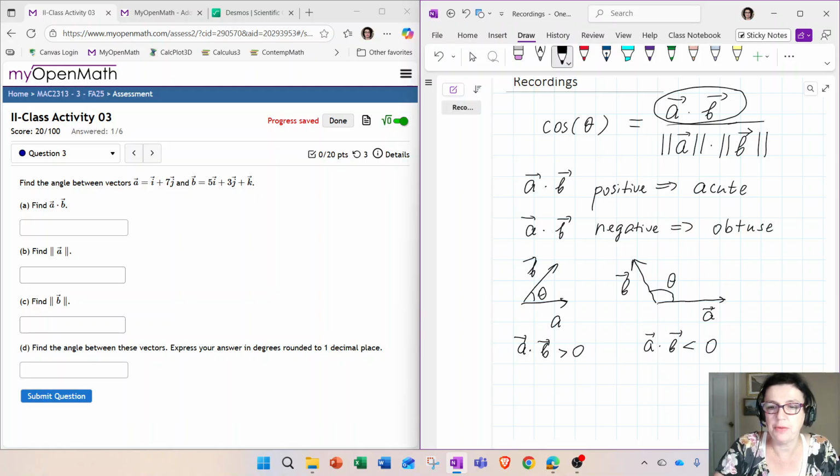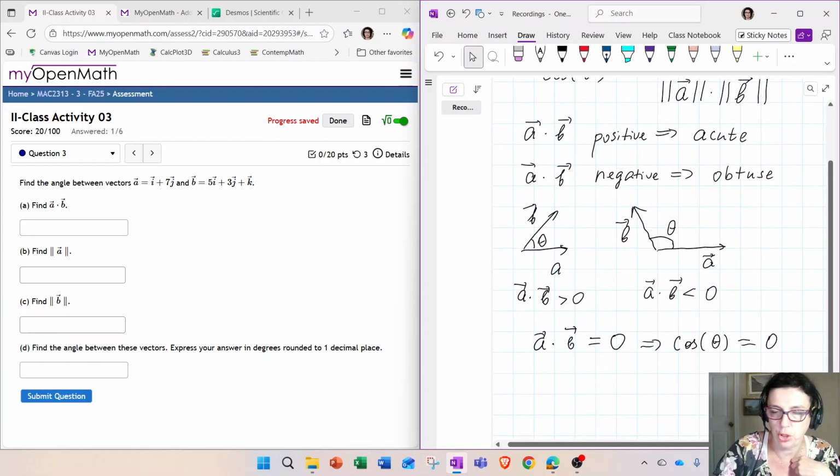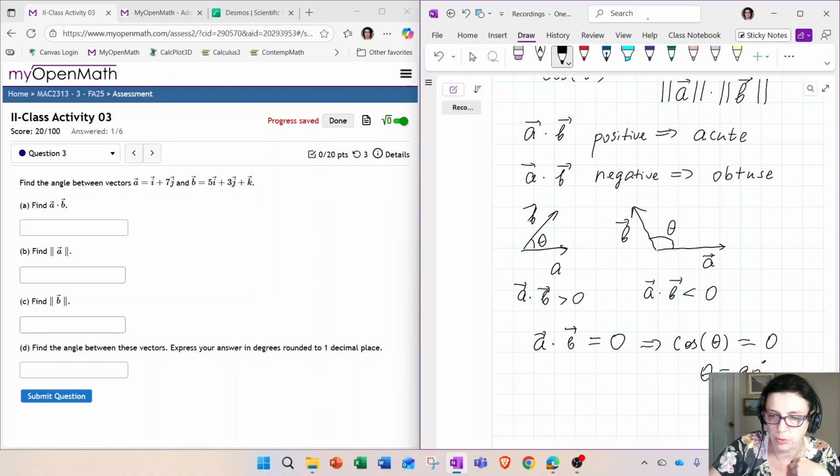Now, what happens if the dot product is 0? And that's very, very important, because we're going to use this all the time. If the dot product is 0, then cosine of the angle between these two vectors is going to be 0, right? Because again, everything is determined by the top. And cosine of what angle is 0? Well, that angle is 90 degrees, so pi over 2. If you know your trig, you would know that.